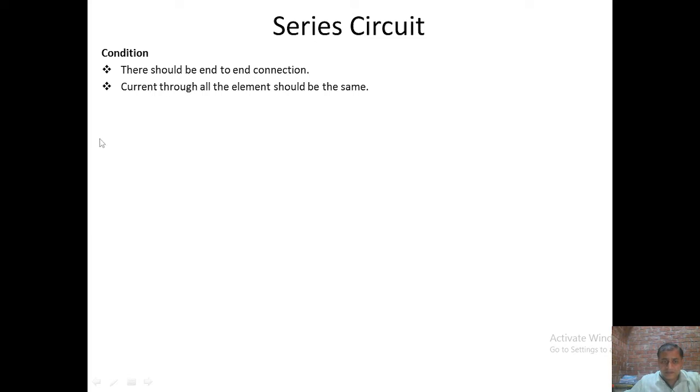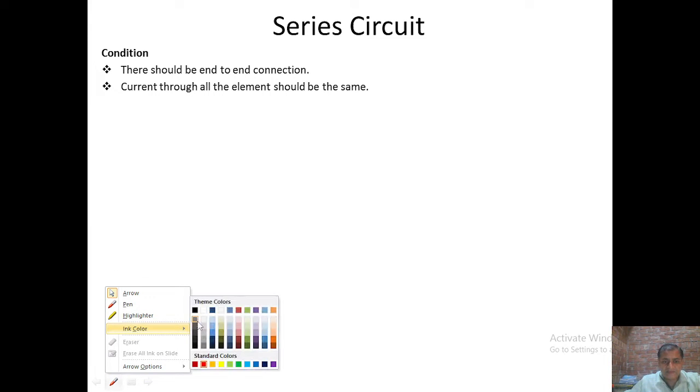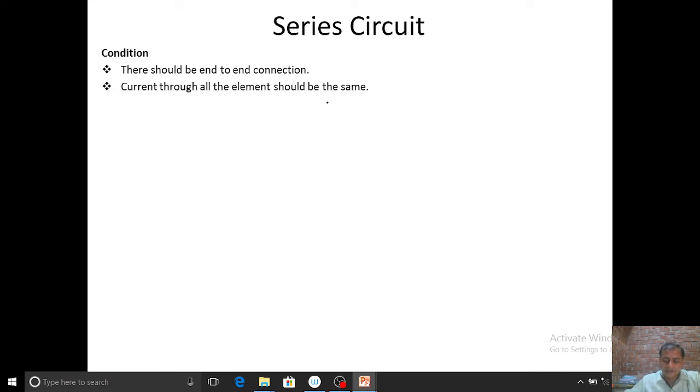The first thing is the series network. In a series network, assume three resistances are connected in series. Here are the three resistances. The value of the first resistance is R1, the other resistance is R2, and the third resistance is R3, and so on.